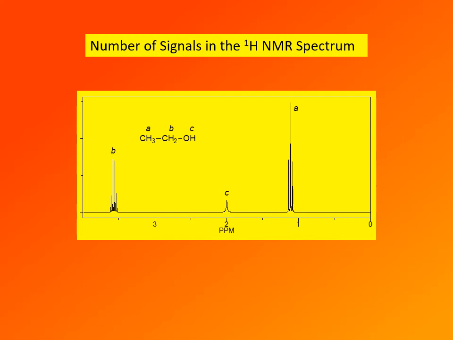At this point, you should ignore splitting of signals. So for example, signal A is split into 3, signal B into 4. You should ignore that. We'll cover splitting of signals later. It is still one signal. Even though it may be split into a multiplet, it is still one signal.